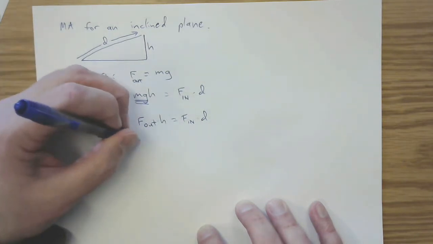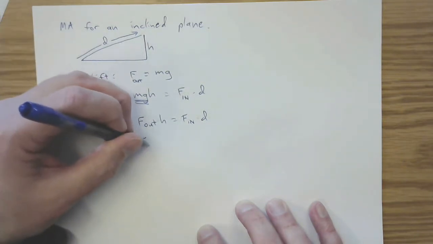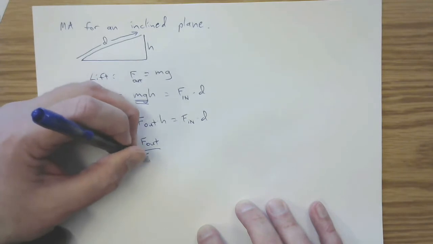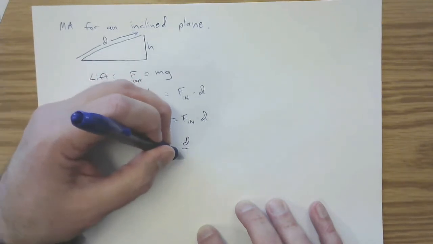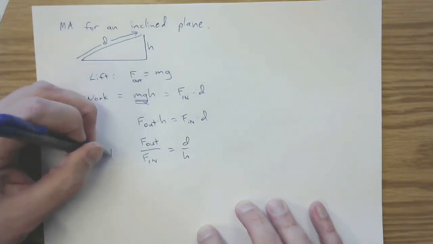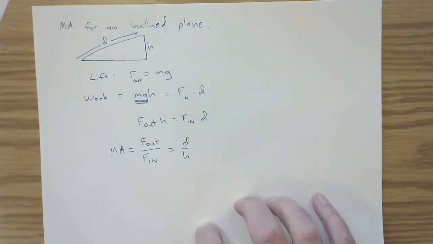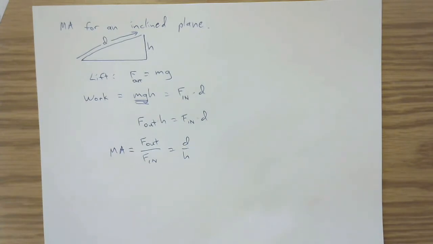That looks cool. So if we arrange this so that it's output over input again, F out over F in, then that's a D over H. And that's a mechanical advantage right there. So the ratio of forces, output over input, is your mechanical advantage for an inclined plane. Pretty cool. So the longer you can make that D, the better off you are in terms of applying your weak human muscles to the situation.